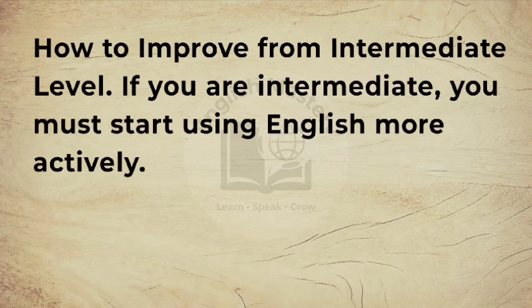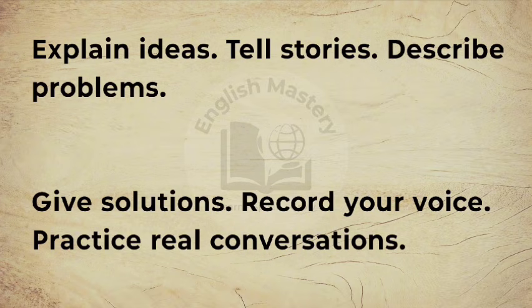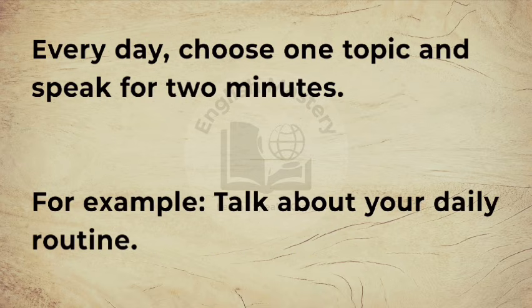How to improve from intermediate level. If you are intermediate, you must start using English more actively. Do not only consume English, produce English. This means speak more, write more, give opinions, explain ideas, tell stories, describe problems, give solutions, record your voice, practice real conversations. Every day, choose one topic and speak for 2 minutes.